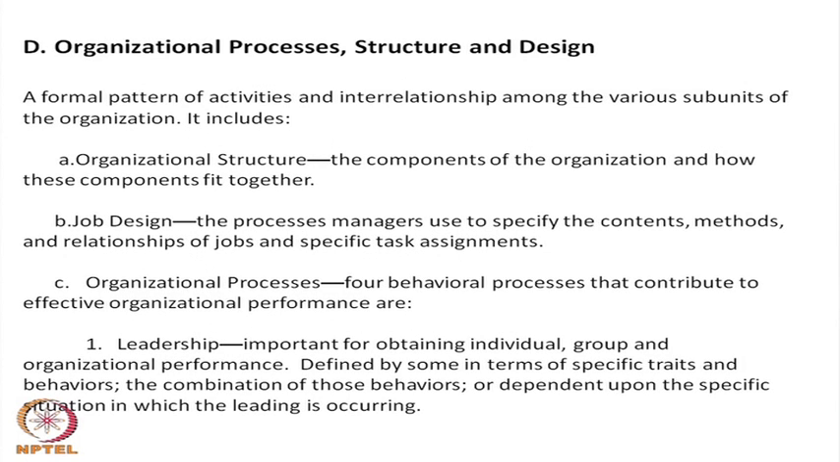Number D is organizational processes, structure and design, which is the formal pattern of activities and interrelationships among the various subunits of the organization. It includes organizational structure, the components of the organization and how these components fit together. B is job design: the processes managers use to specify the contents, methods and relationships of jobs and specific task assignments. C, organizational processes.